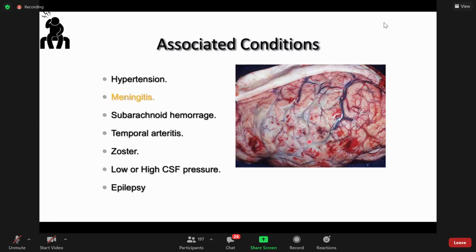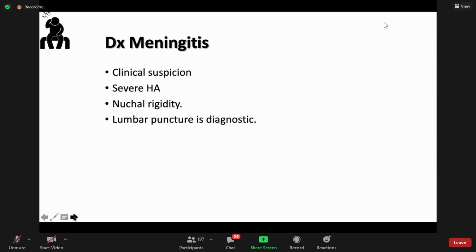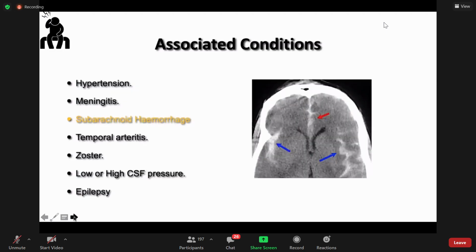Associated condition, this is meningitis, and of course that's a serious problem that needs to be treated, diagnosed by severe headache, neck rigidity, and inflammatory response on CSF in lumbar puncture.